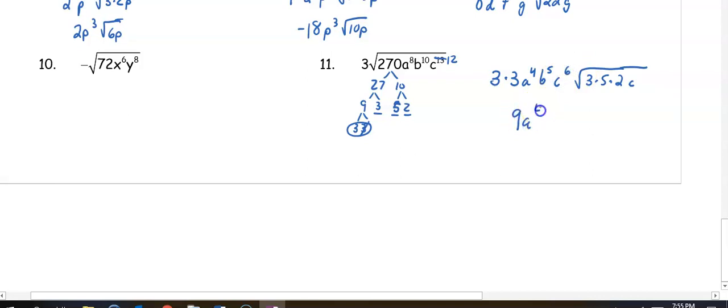So we get 9, a to the 4th, b to the 5th, c to the 6th, root 3 times 5 times 2 is 30c.